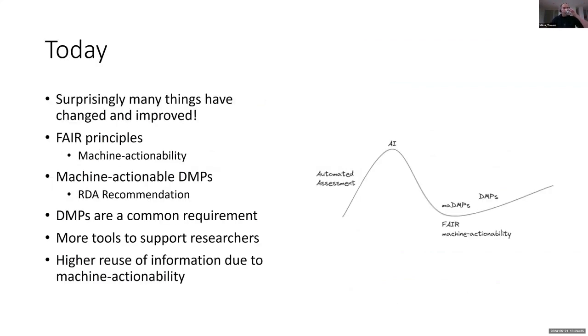Okay, but I talked a lot about the past, and especially those who were witnessing the past developments know it very well. But where are we today? So many things have changed. I think you already kind of see that. So that's why I also started with this DMP checklist, so that you can see the progress of how much tooling we got. We have FAIR principles. We have lots of discussions on machine actionability, RO-Crates, data packaging. So it's not only machine actionability of DMPs, but also other types of digital objects. We have the RDA recommendation.